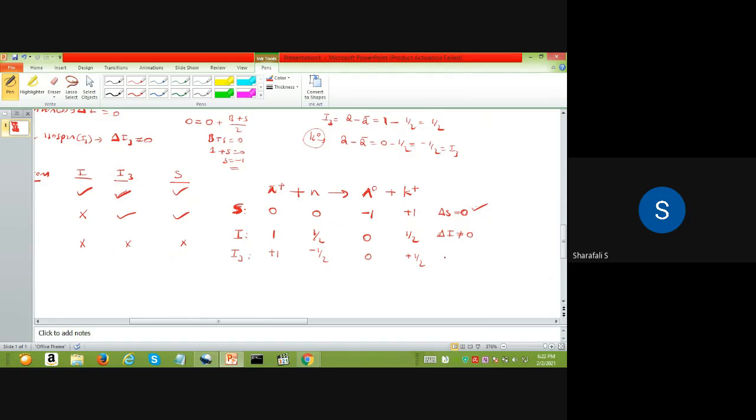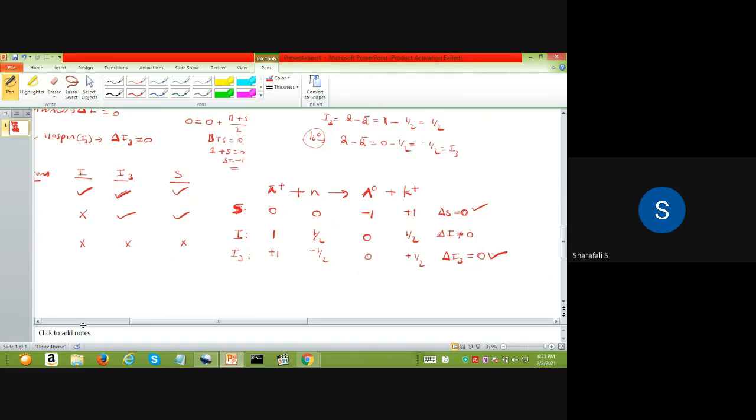So in this particular case, delta I3 will be, check that, 1 here, 1 plus minus 1 by 2. So this is 1 minus 1 by 2, which is half. Here also we have half. So before and after the interaction, we have the same I3. So delta I3 is equal to 0. So this is conserved. The third component of isospin is conserved.